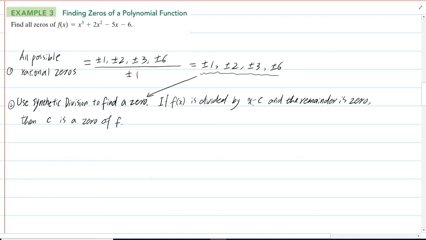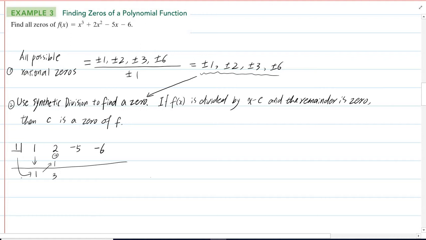If f of x is divided by x minus c and the remainder is 0, then c is a zero of f. So in this case, let's try a couple of them. We're going to try 1 first. We already know how to do synthetic division. Here we have 1, 2, -5, and -6. That's just the coefficients. We drop the 1 down, then we multiply, that gives 1, and then you add those.